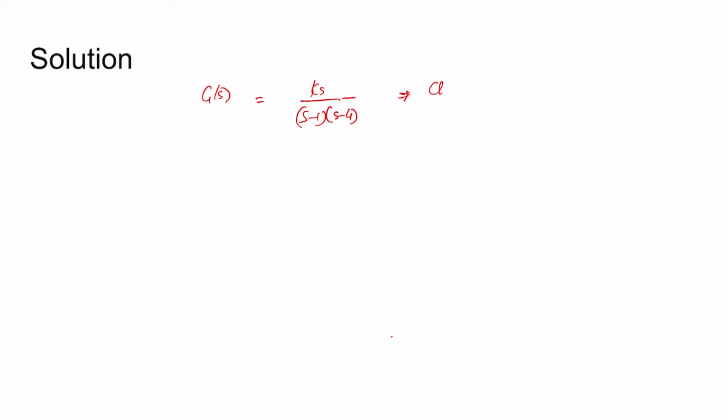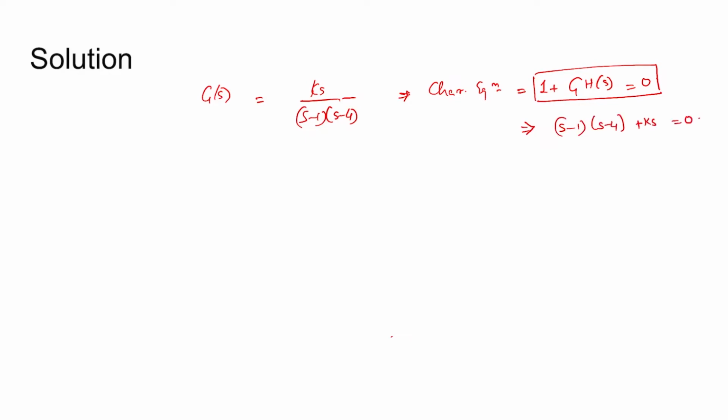So from here, the characteristic equation is given as 1 + G(s)H(s) = 0. This implies (s-1)(s-4) + Ks = 0. The numerator should be 0, so K = -(s-1)(s-4)/s.